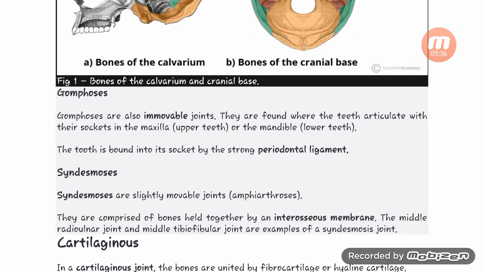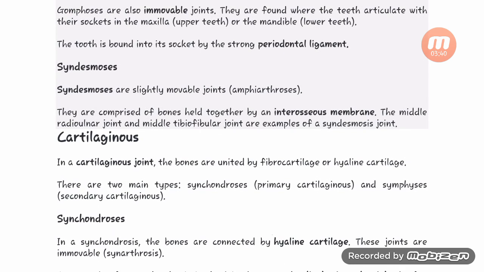Syndesmosis. Syndesmoses are slightly movable joints, amphiarthrosis. They are composed of bones held together by an interosseous membrane. The middle radioulnar joint and middle tibiofibular joint are examples of the syndesmosis joint.